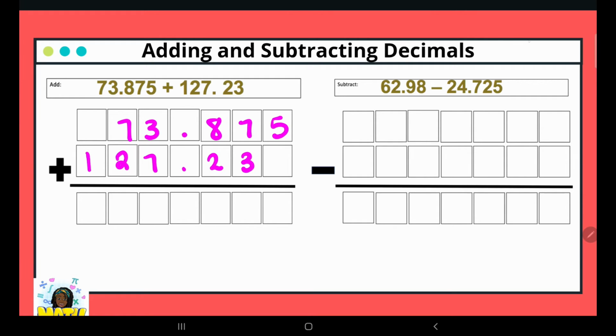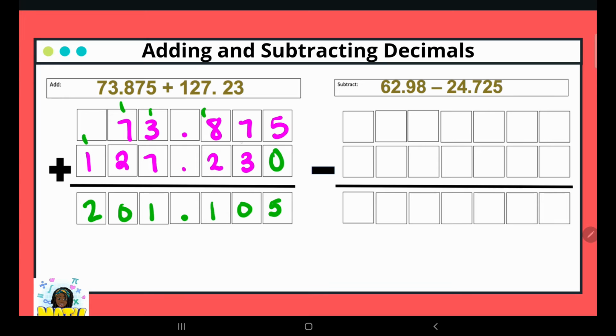So I'm going to put in a 0 here as my placeholder. 5 plus 0 is 5. 7 plus 3 is 10. 8 plus 2 is 10, plus 1 is 11. Bring down that decimal point. Okay, there was a 1 I needed to carry, right? 7 plus 3 is 10, plus 1 again. 7 plus 2 is 9, plus 1 is 10. For a final answer of 201.105.